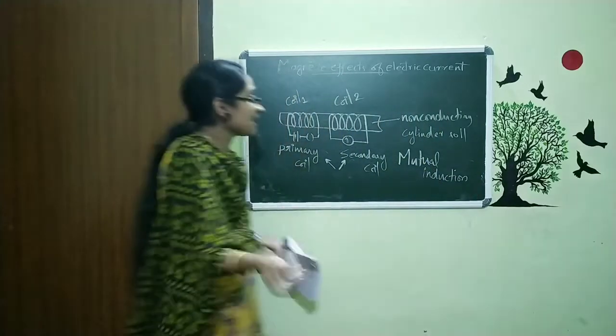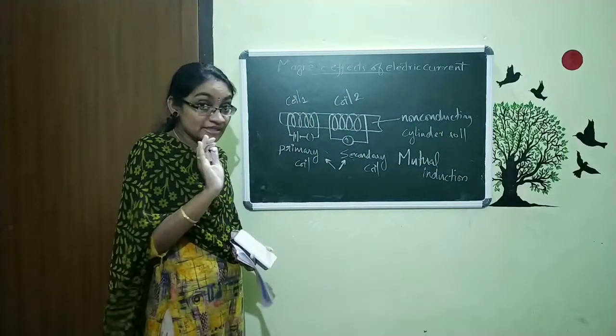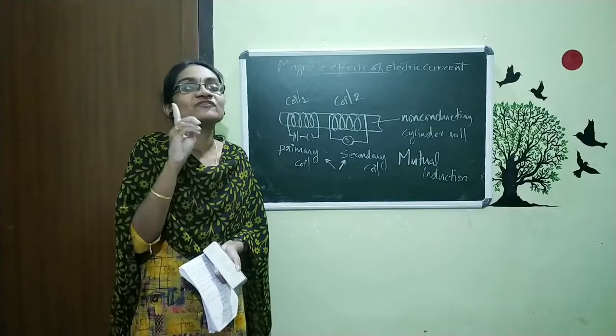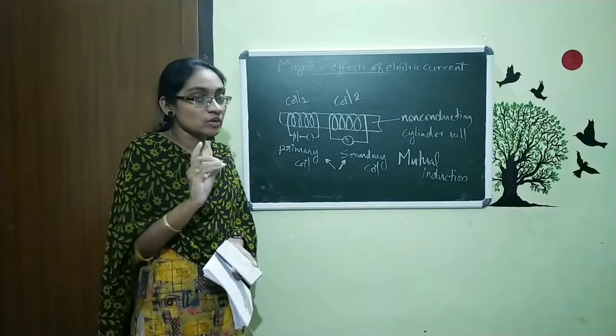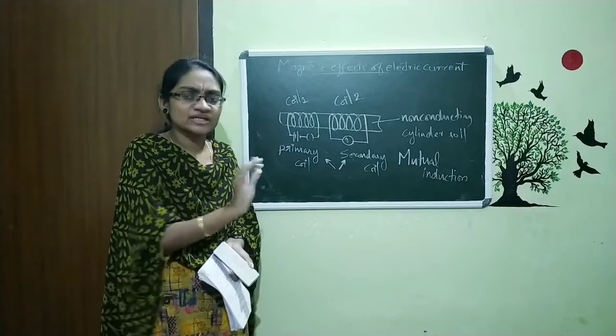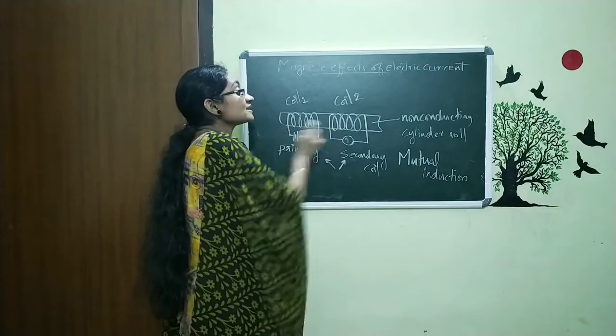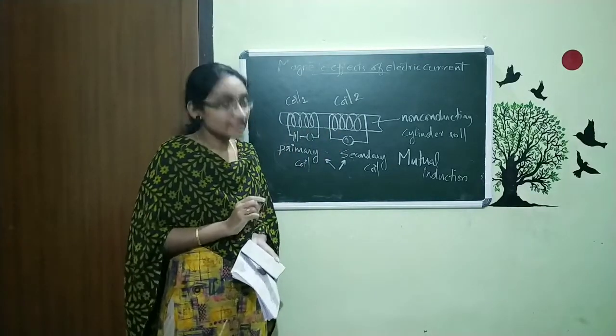Mutual induction. This is another name for electromagnetic induction, but what you want to remember is that at the first stage we have only one coil, so we never call it mutual induction. It is only electromagnetic induction, and if we have two coils present here, then we call it mutual induction.